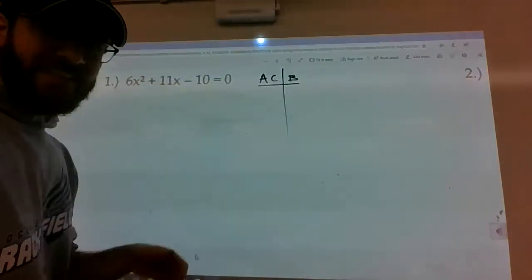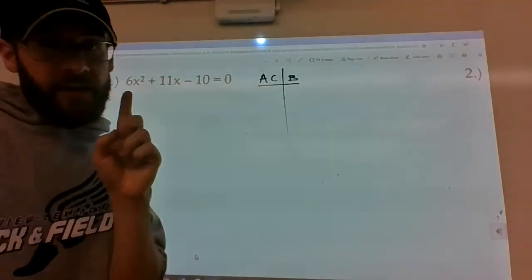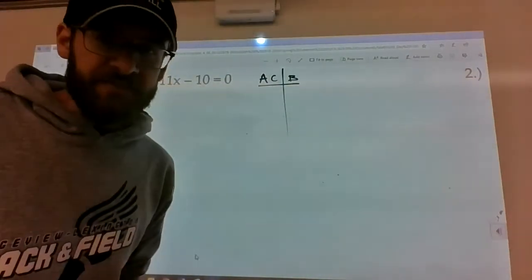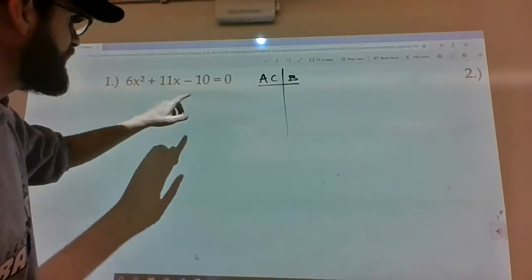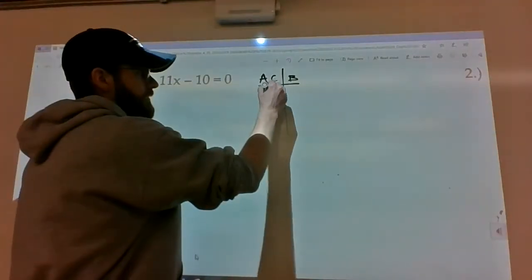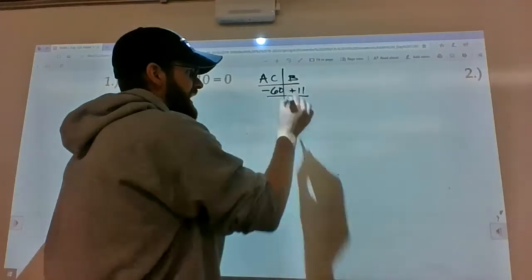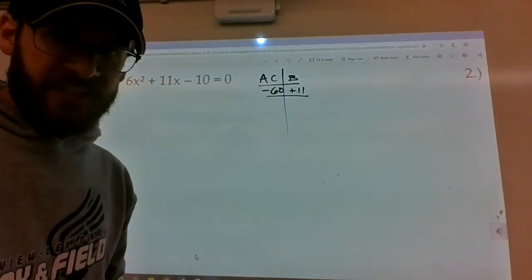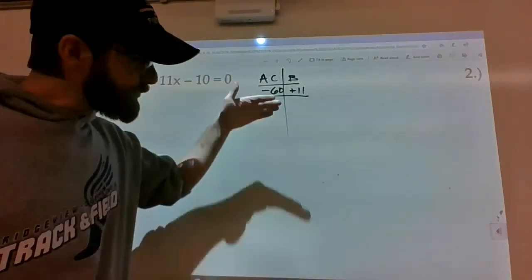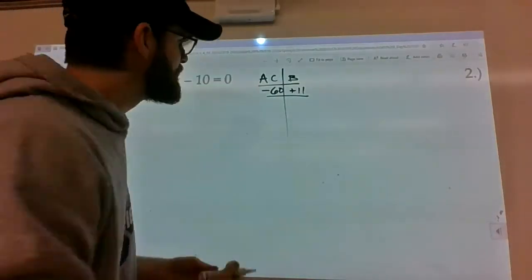So first things first, is it in standard form? Check. Is there a GCF we can take out? No GCF to take out. So when you do that, then we look at our AC, 6 times negative 10, negative 60, and our B value of 11. And ask ourselves, what are the factors of negative 60 that add up to 11? So again, I could roll through all the factors of negative 60. Actually, I'm going to do that.